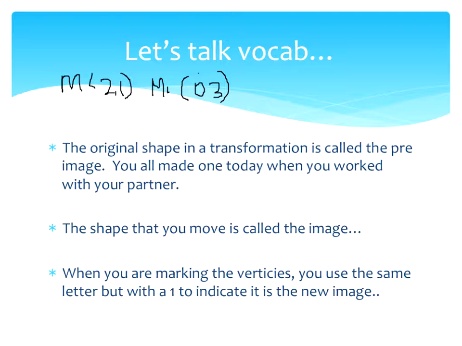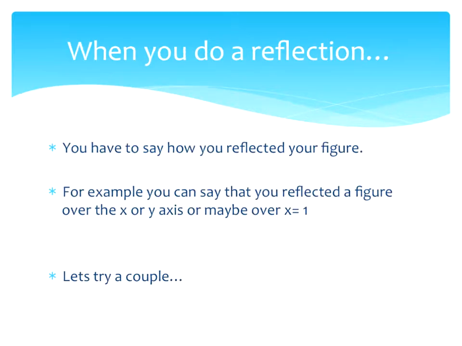Okay, so when you mark the original image, and some of you today had really simple images and some of you had more complicated images, but most of you didn't do that section when you did your graphing. Now, one thing when you do a reflection is you have to say how you reflected your figure. So for example, you can say that you reflected a figure over the x-axis, or maybe over the y-axis, or maybe over x equals 1. Those are different examples of things you could use.